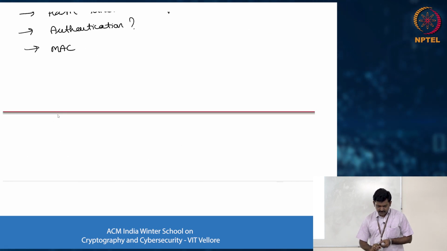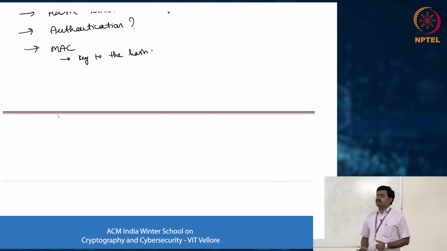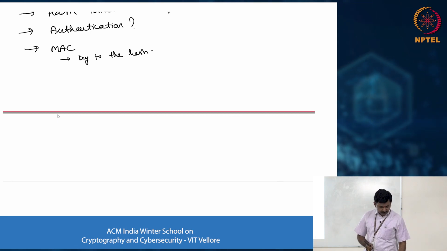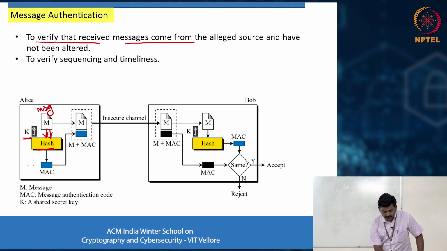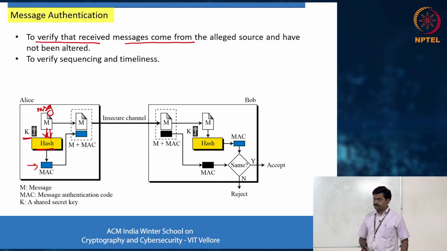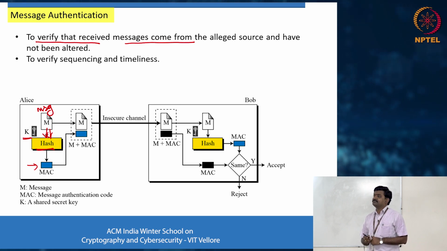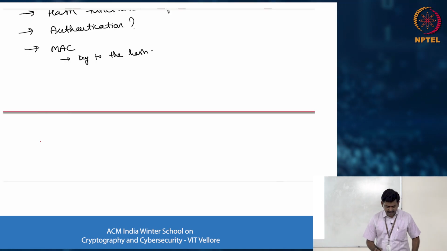Now you see what you are doing. In the case of MAC, you are giving a key to the hash. Now you are submitting a key to the hash. Message and key are submitted to the hash, right? So when you submit the message and key to the hash, what you produce is the MAC code. So that means keyed hash is MAC.